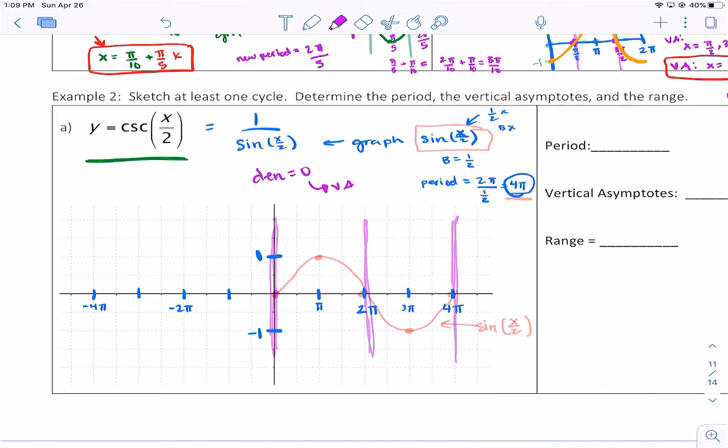After you have your vertical asymptotes, to graph the original function, all we're doing is graphing parabolas at every max and every min.